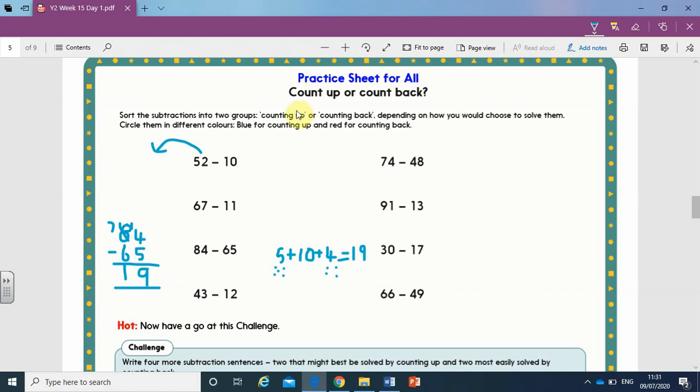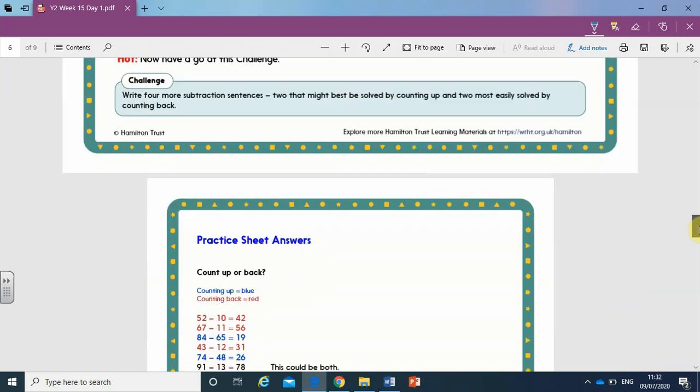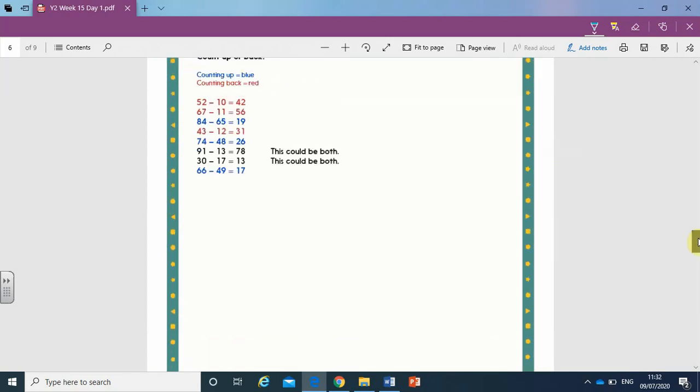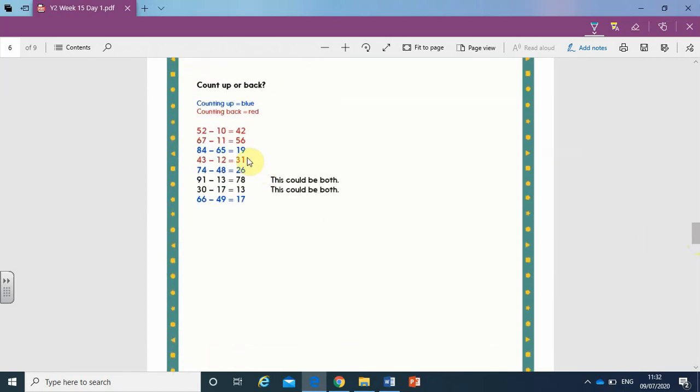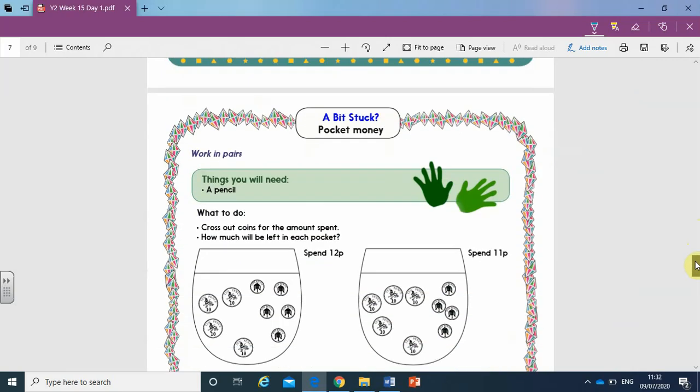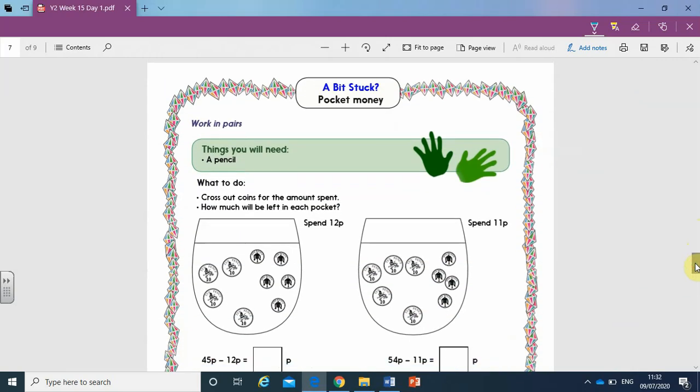Okay, so either count back or count up. Usually count back if the numbers are far apart. Usually count up if the numbers are close together. Some answers there for you. And that was my one. I got it right. I'm very happy about that. I sound delighted, don't I, you two?